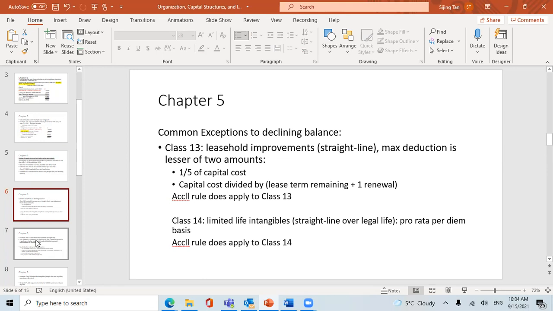Class 14 is a limited life intangible, which is straight line over the legal life. They use a prorated per diem basis. What that means is they use the day-by-day count as the basis of calculation. We're going to give an example as well. And also the same thing, the accelerated investment incentive rules do apply to class 14.